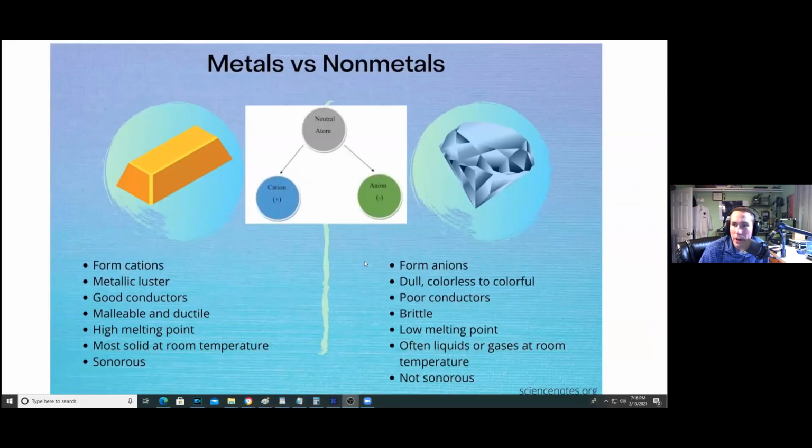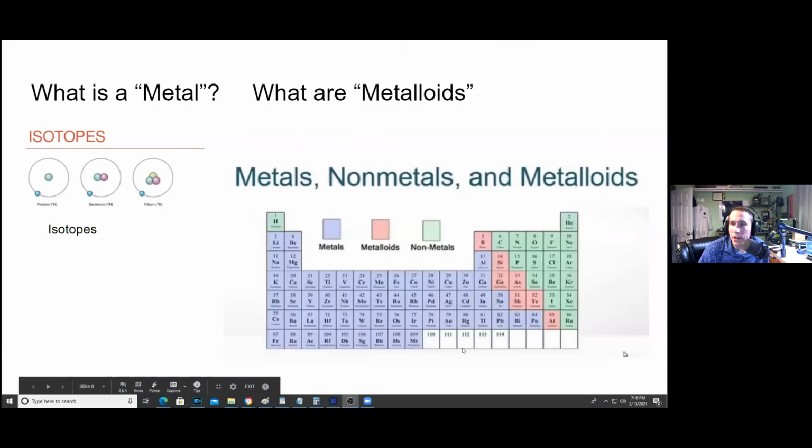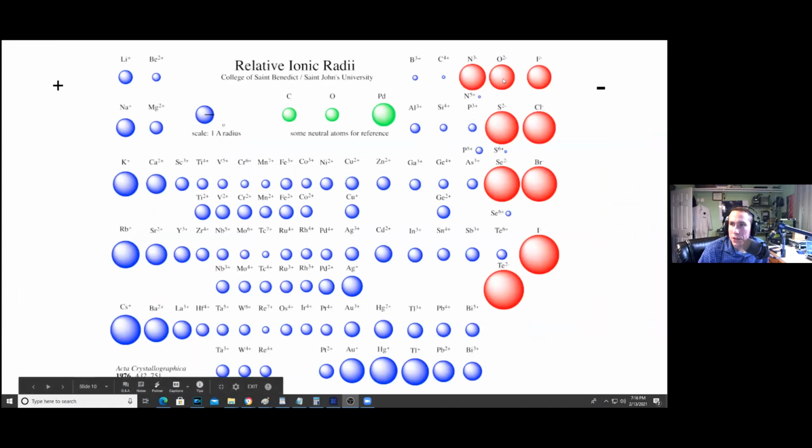So metals versus nonmetals. Nonmetals form anions. They're dull, colorless to colorful. They're poor conductors. They're brittle. They have a low melting point, often liquids or gases at room temperature, and are not sonorous. A lot of these are actually gases: oxygen, nitrogen, fluorine, chlorine, and hydrogen and helium. Of course, they're all really gases. I think hydrogen is the smallest. I mean, helium is the smallest atom there is size-wise, but they all have different sizes.